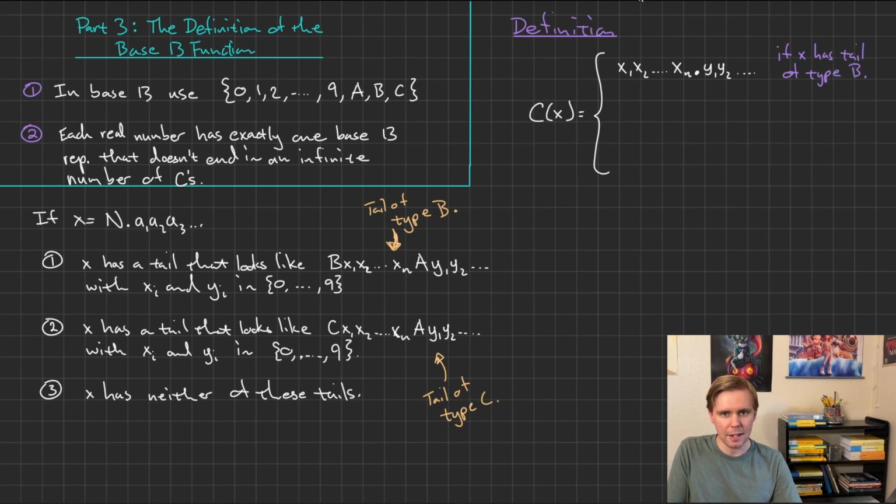Okay, and if x has a tail of type C, we're going to do the same thing, except we are going to make the output negative. So it'll be x1, x2, and so on, all the way to xn, point y1, y2, and so on, however far it goes. And this is if x has a tail of type C. And then finally, if x has neither, we're just going to map the value x to 0. I'm just going to put "if neither" here.